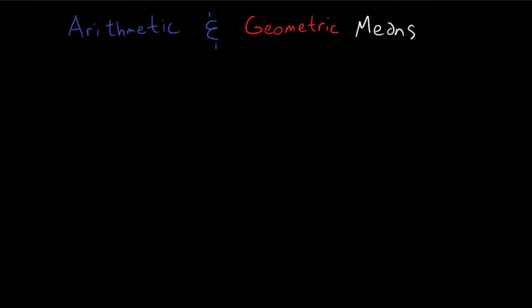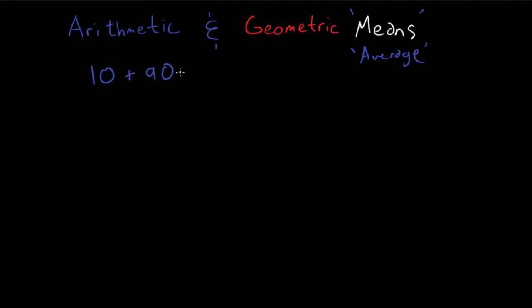In this video, we're going to talk about arithmetic and geometric means. When you see the word mean, you might think that's just a fancy word for average. So we have two numbers, 10 and 90, and we're asked to give the arithmetic mean, or the average, of those two numbers.